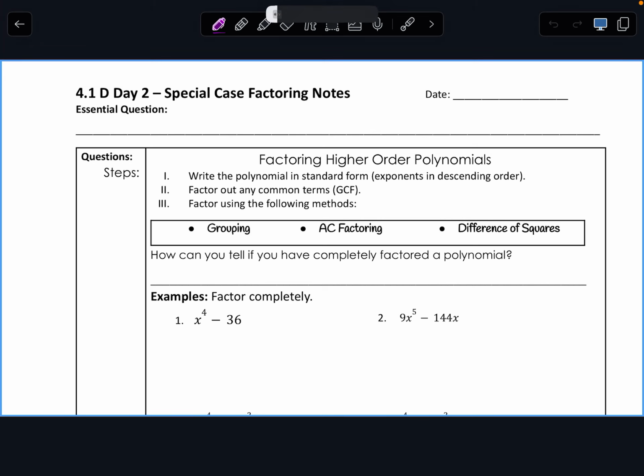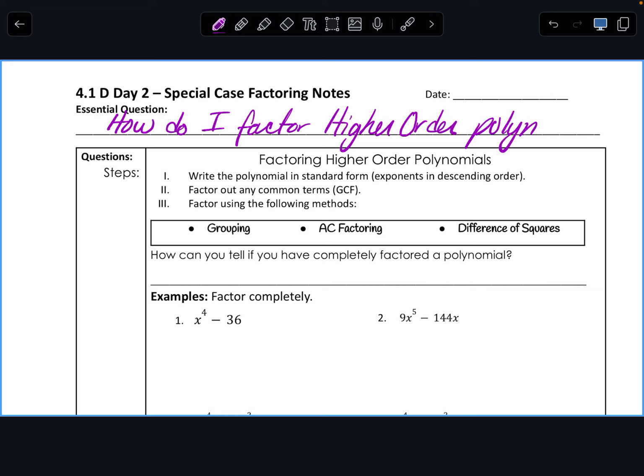Level 4, this is higher order. So we're trying to figure out how to factor higher order polynomials. So higher order is anything bigger than x squared. X squared we talked about, that was the quadratics.